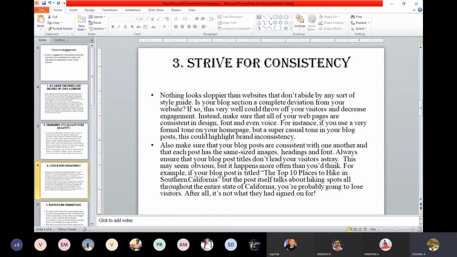Rather than putting the top 10 places, he is putting all the hiking places in Southern California, which I am not interested in. So this will be the attitude and thinking of visitors, because they feel that time is very precious and they don't want to waste it. Rather, they can concentrate on some other content. Okay, so that is why strive for consistency. You have to really work hard for consistency, with the right content, and consistently make or update lots of web pages.